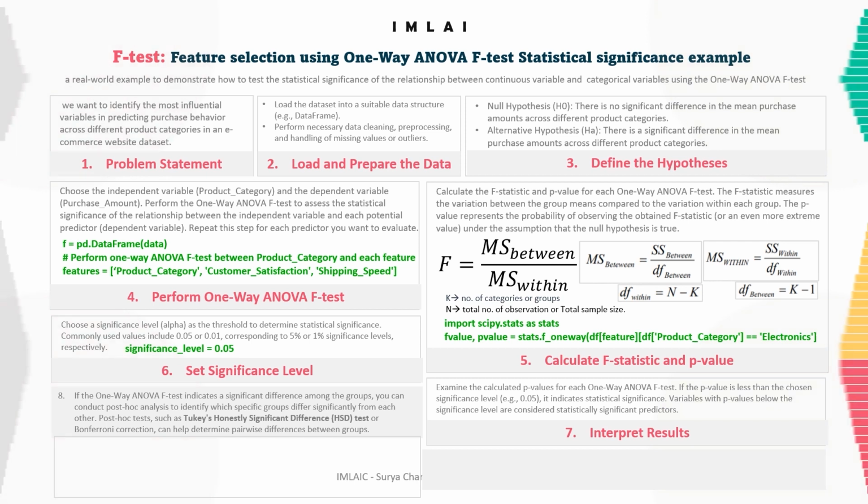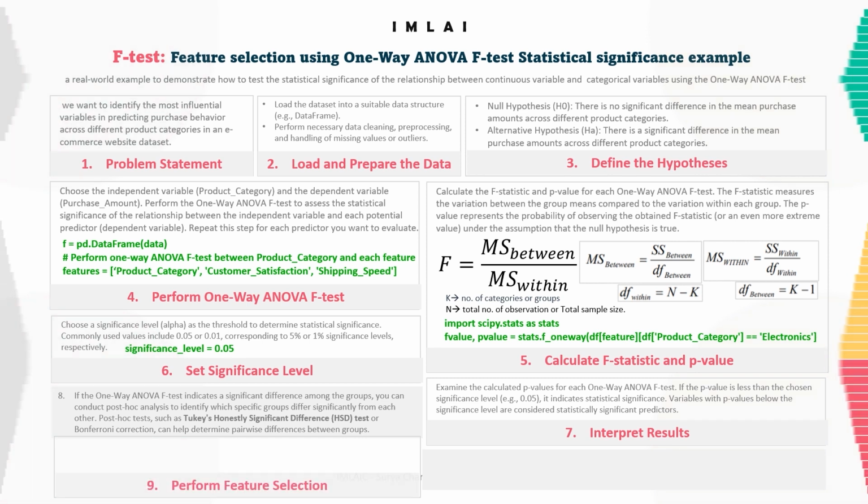So we are going to use post hoc tests such as Tukey's honestly significant difference test or Bonferroni correction, which can help determine pairwise differences between groups. This is going to be the introduction to Tukey's honestly significant difference test. We'll be covering this in forthcoming slides, but you should understand it now itself. So why do we require the HSD test or Tukey's HSD test?